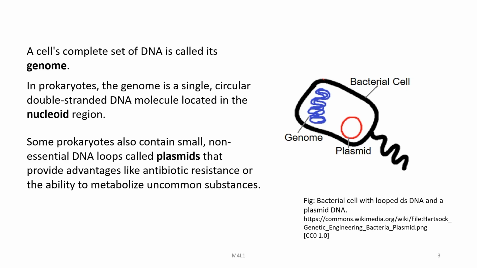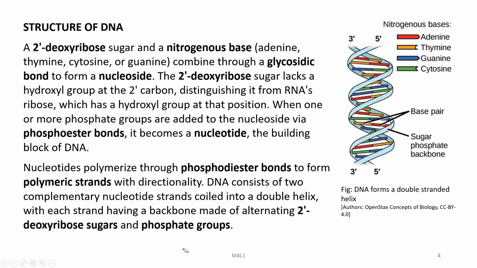Some prokaryotes also contain a small non-essential DNA loop called a plasmid, but it is not exactly non-essential. It gives the bacteria a lot of advantage in coping with environmental stress like antibiotic resistance, etc., which we have discussed in some of the earlier lectures. And this also helps in metabolizing certain uncommon or toxic substances.